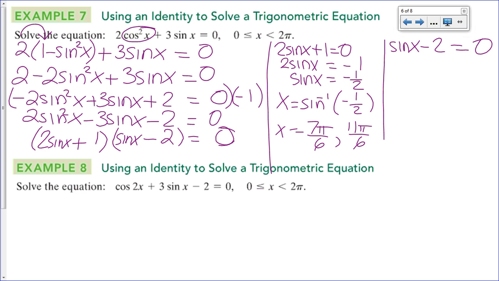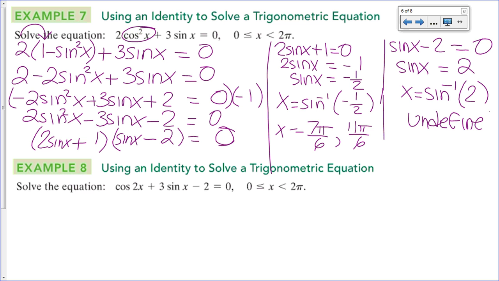Okay, the next one, this is easy because we will have sine x is equal to 2. And we already know that the sine of x, if we're talking about the parent function, is not going to go past 1, right? So if we enter that on the calculator, we're going to get an undefined answer or error. So our only 2 solutions are those 2.